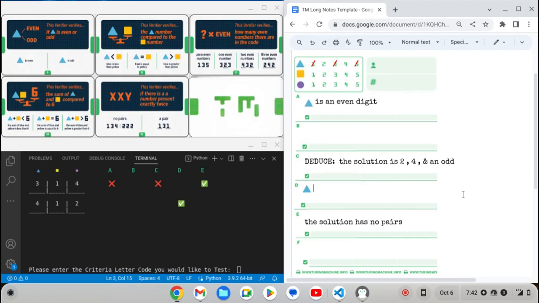So triangle plus square is less than 6. And does that inform us in any way? So I believe if the sum is to be less than 6, square cannot be a 5.